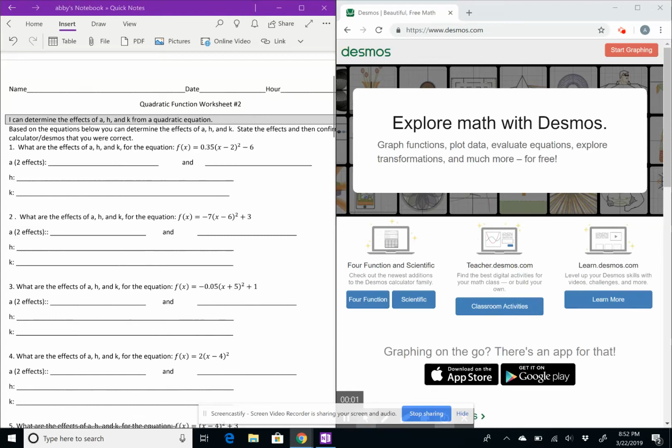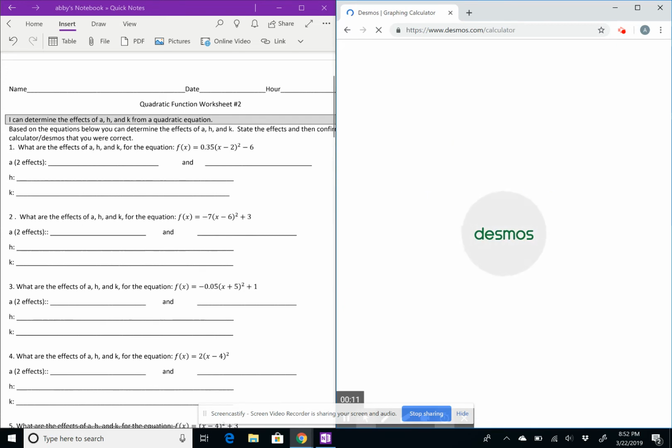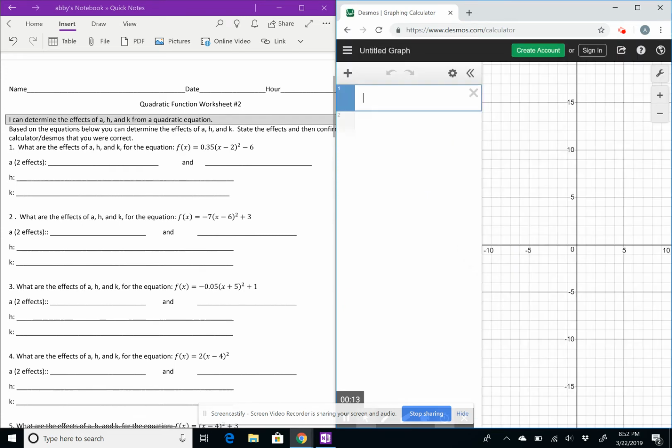Okay, so in this video, we're going to work on worksheet number 2. It says, I can determine the effects of A, H, and K. Now, when you do Desmos, and we're talking about the effects of A, H, and K, we're always comparing our new function to y equals x squared. Now, notice that y equals x squared is sitting right at 0, 0. And this is the width of the parabola that we're always going to go by.